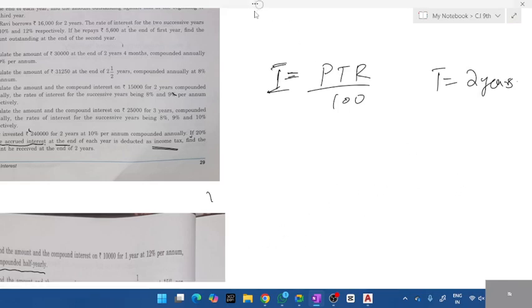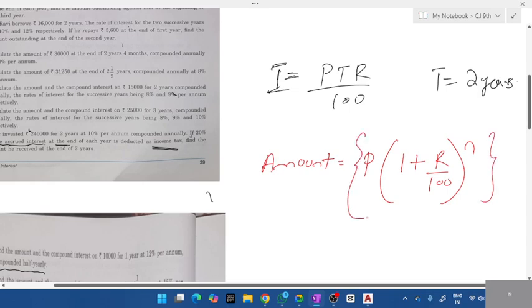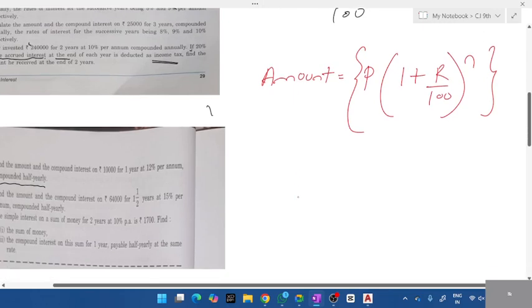The formula is for amount. You can directly find the amount, students. You don't have to find interest in between. The formula is principal into 1 plus r divided by 100 to the whole power n. This is the formula. It is a direct formula to find amount for a number of years.